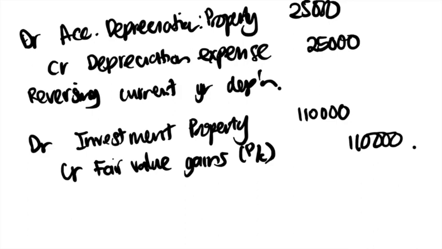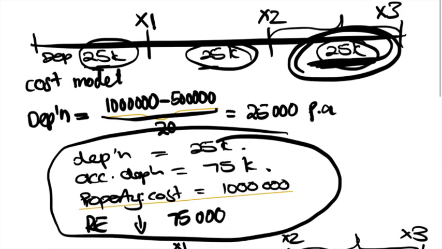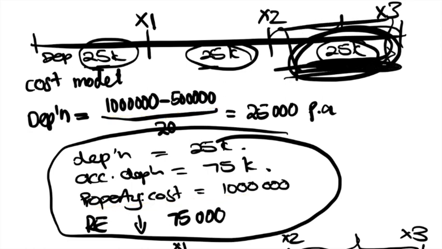Okay, what else do we need to do? Well, we know that in prior years, we've already reversed the 25,000 over here.